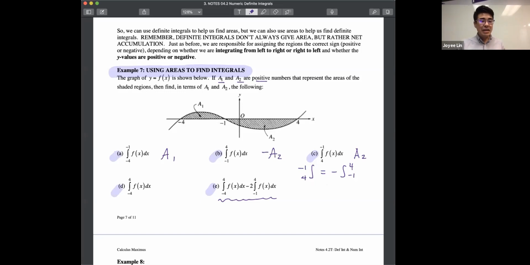Part D, if you're adding up all the areas, this is not asking for the absolute value, right? So it's A1 plus -A2. There's no absolute value sign around there. All right, and then let me work out part E for all y'all.